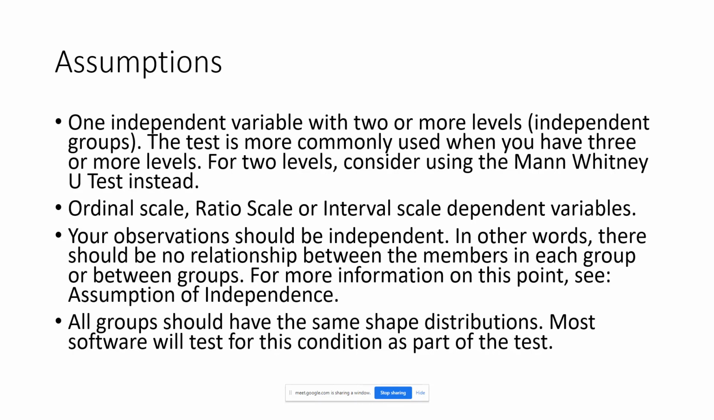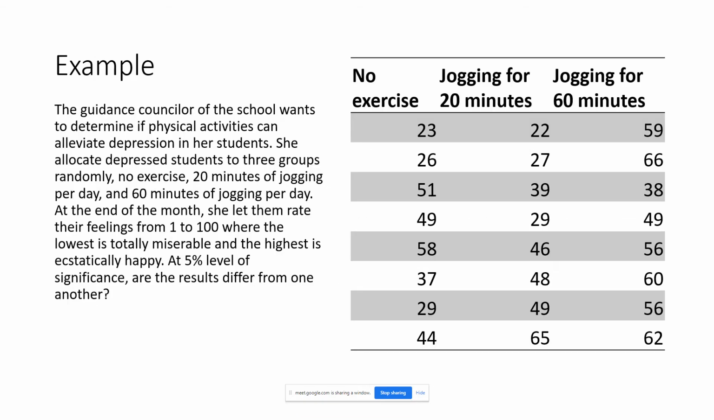Okay, another is you have this one. So let's have this example. The guidance counselor of the school wants to determine if physical activities can alleviate the depression of her students. She allocates depressed students to three groups randomly: no exercise, 20 minutes of jogging per day, and 60 minutes of jogging per day. At the end of the month, she lets them rate their feelings from 1 to 100, where the lowest is totally miserable and the highest is ecstatically happy. At 5% level of significance, do the results differ from one another?